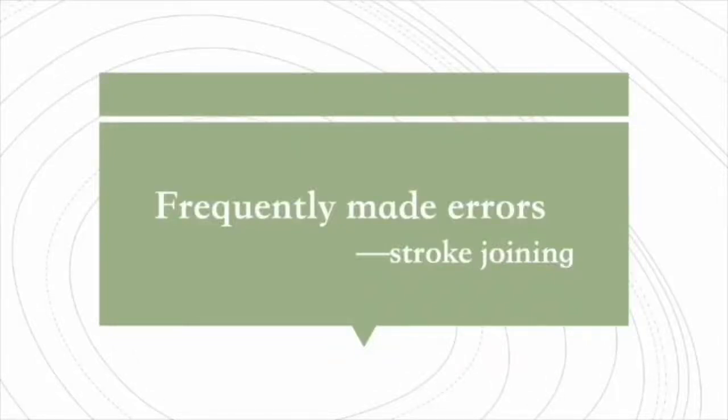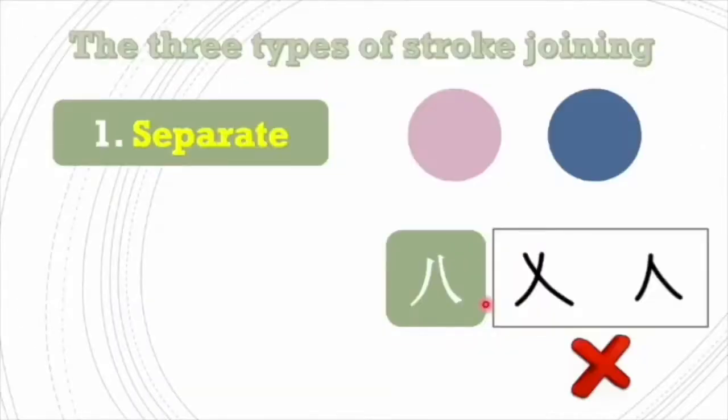Today we're going to learn about another frequently made error when writing characters. This error is how strokes are drawn together. Are you ready? Let's go! There are three ways that strokes can interact.